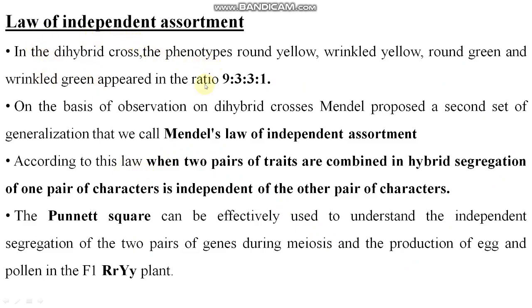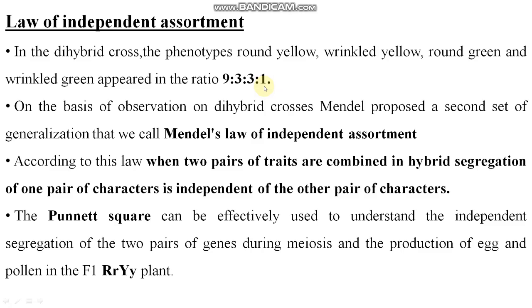The law of independent assortment is given by G.J. Mendel, or Gregor John Mendel. I have told you about the law of dominance and the law of segregation. Now this is the third law, that is called the law of independent assortment, right? In the dihybrid cross, the phenotypes round yellow, round green, wrinkled yellow and wrinkled green appeared in the ratio 9 is to 3 is to 3 is to 1.